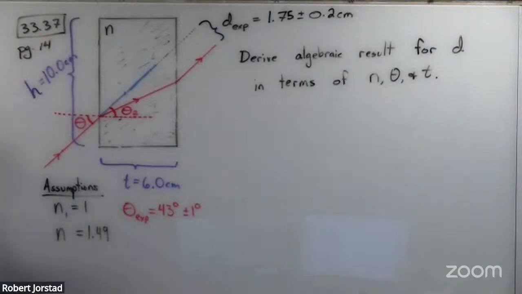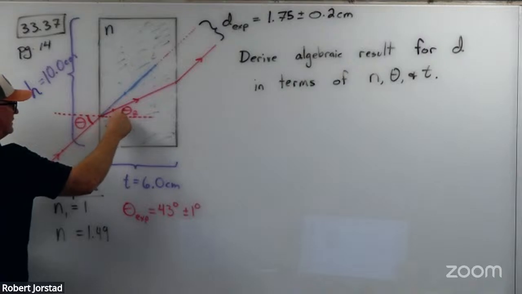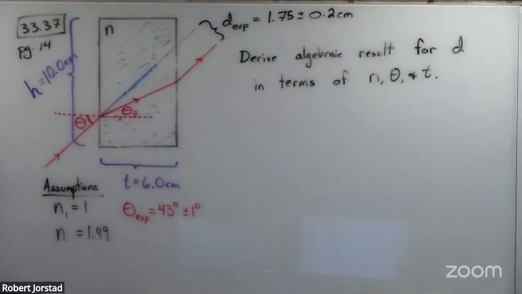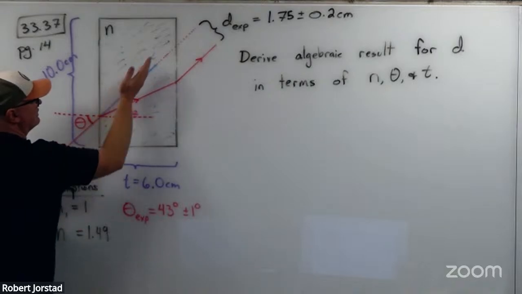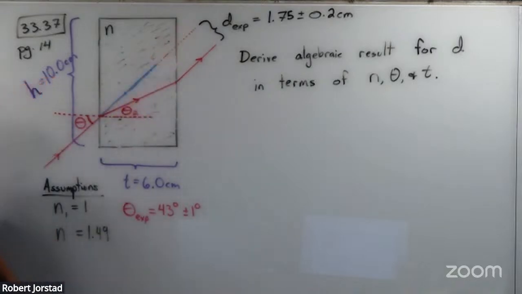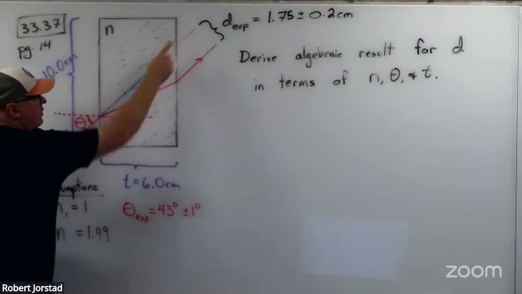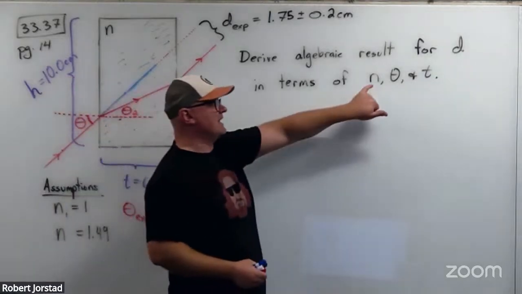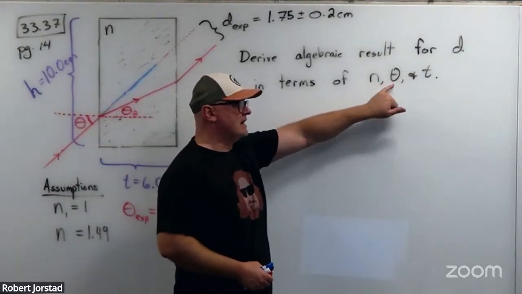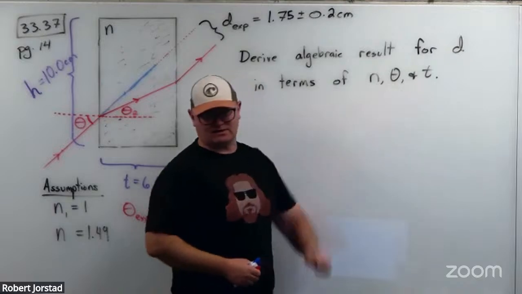Now, what is this? Okay, so in this case, you can see this is the original direction of the beam here. This is the original direction of the beam. And then we see it was refracted through and it came out. Our goal is to derive an algebraic result for D in terms of the index of the slab, the input angle, and the thickness of the slab.